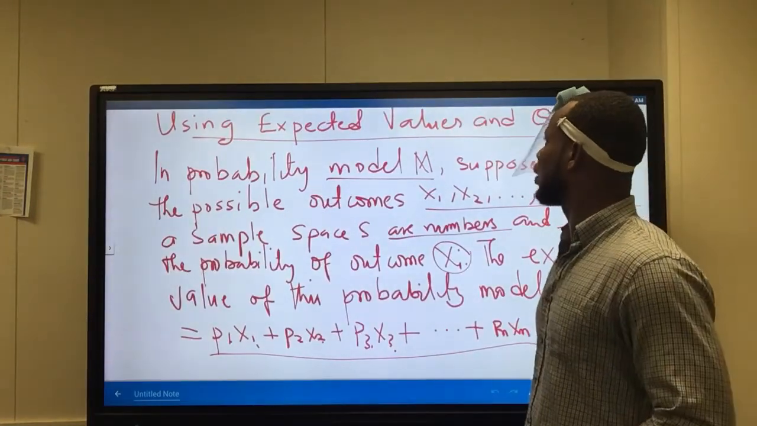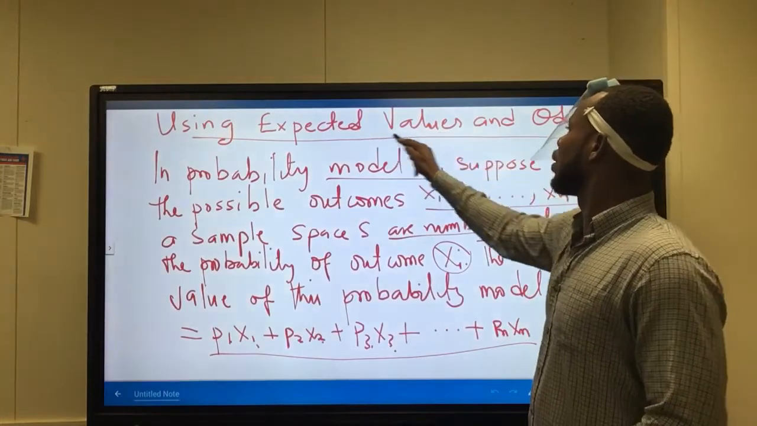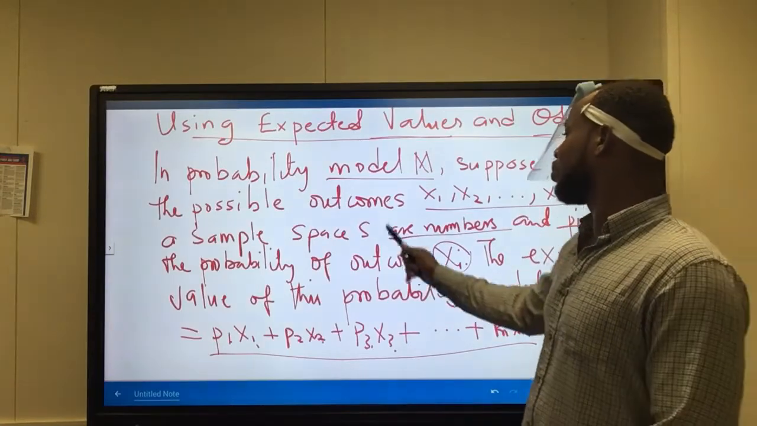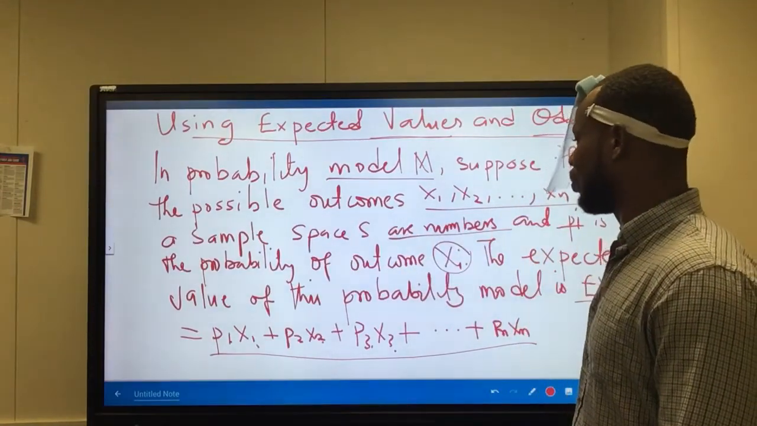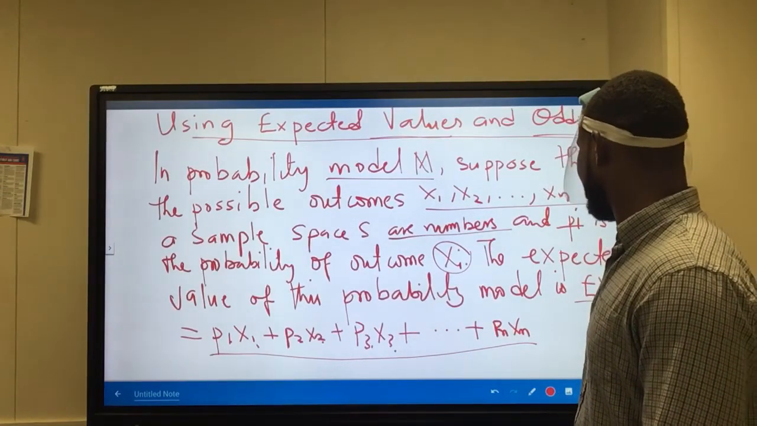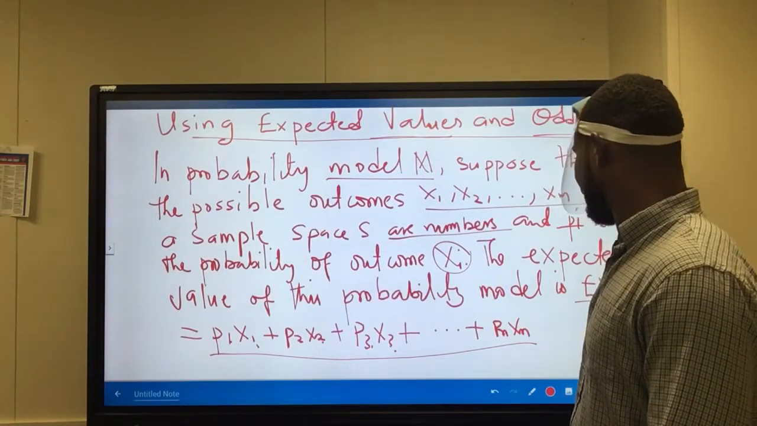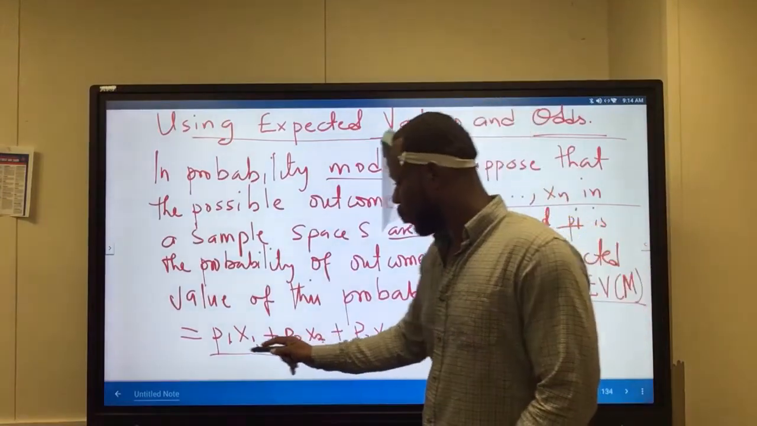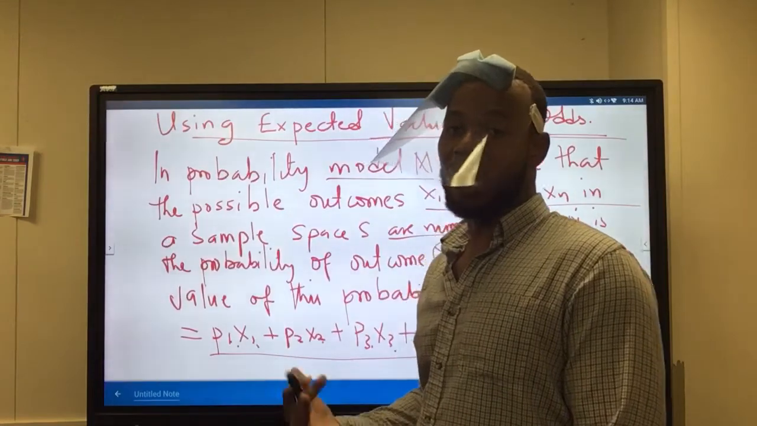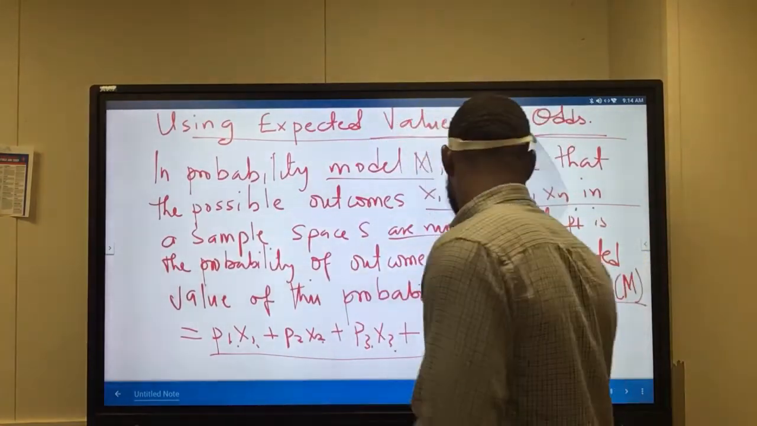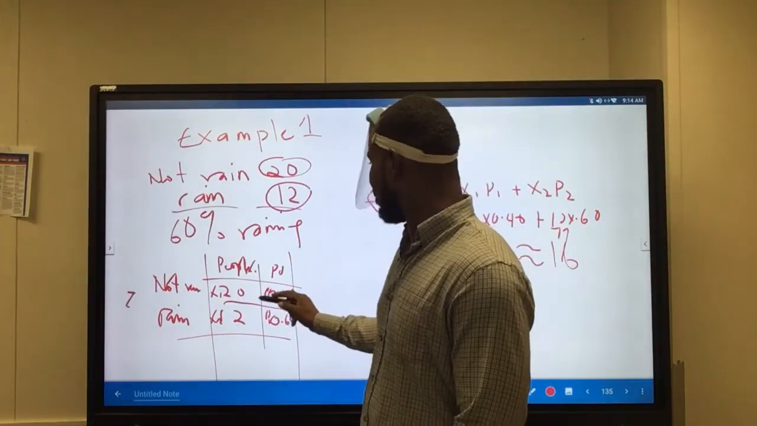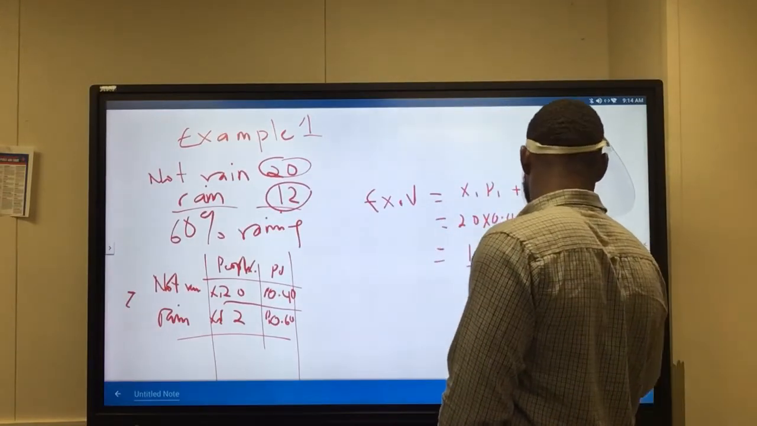Now, expected values. We are currently doing expected values and odds. In a probability model, suppose that the possible outcomes s1, s2, ..., sn in a sample space are numbers, with pi the probability of outcome si. The expected value of that probability model is called so: p1 times s1 and so on. All they are saying is that each of the elements given to you has its own probability, so you just have to multiply them. Let's see an example.